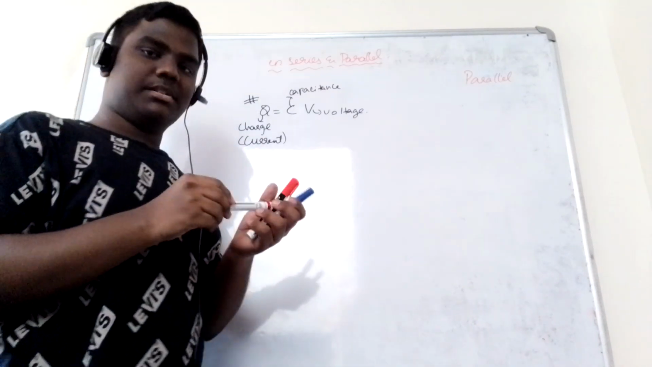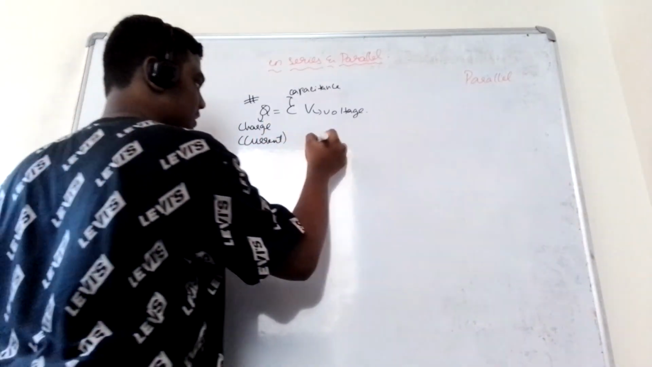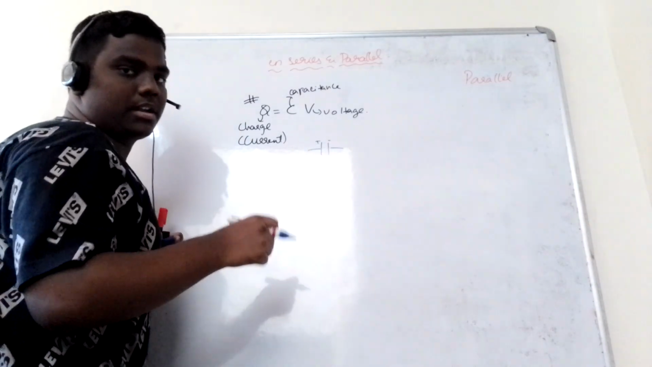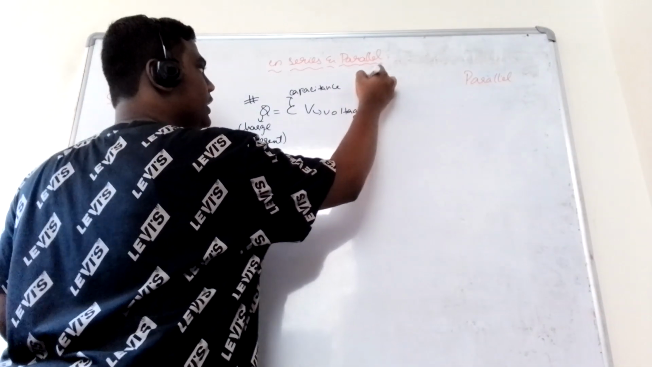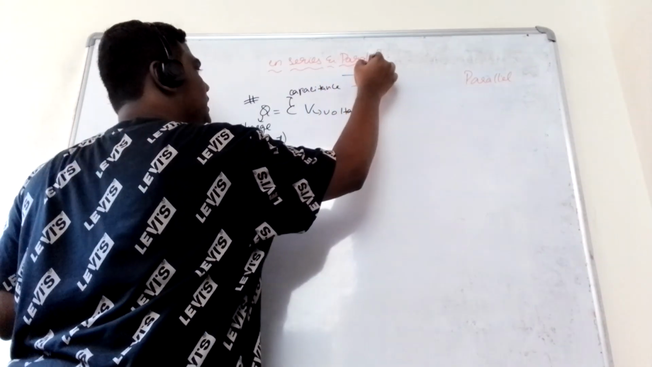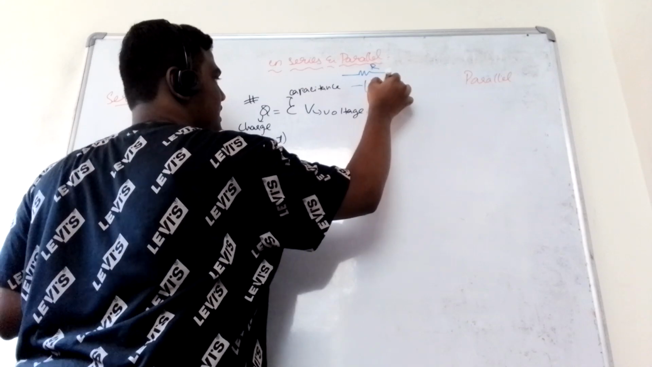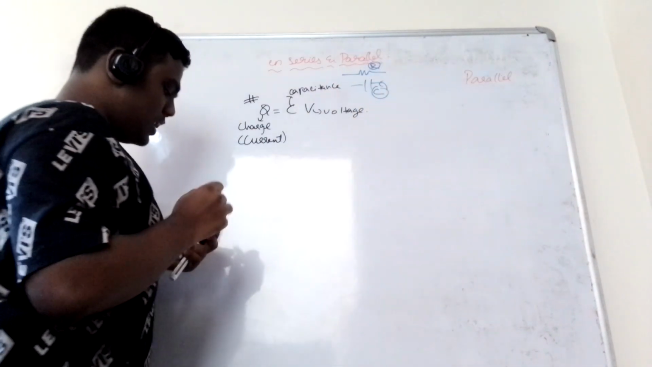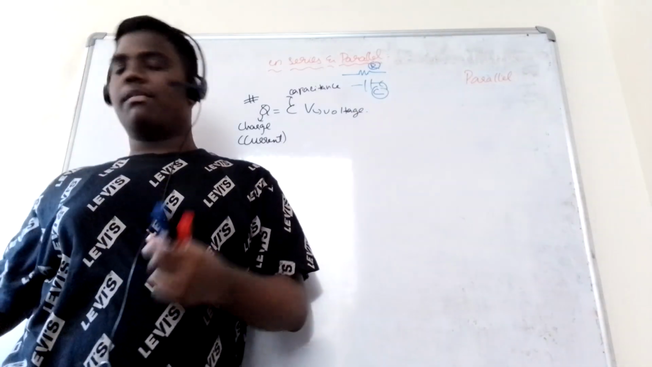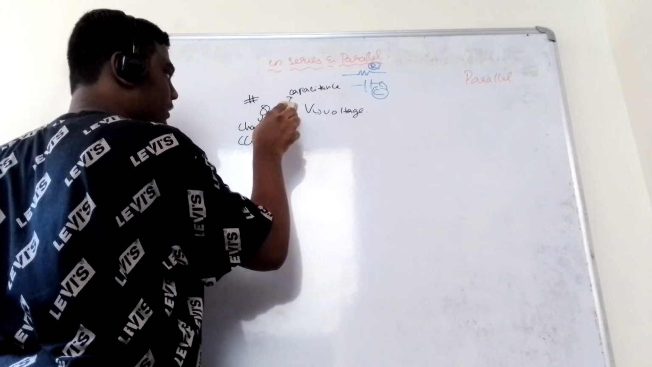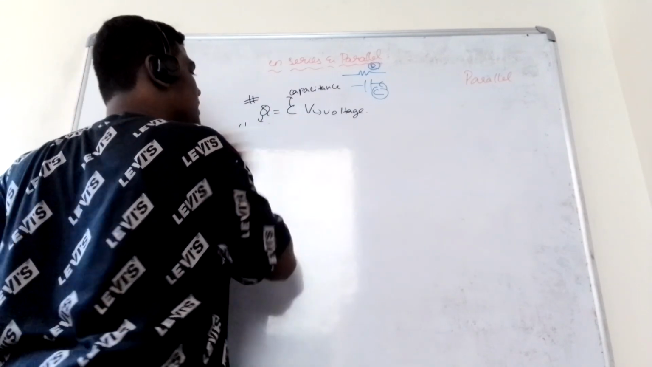We represent capacitance like this, two parallel plates kind of thing. This is how we represent capacitance, and this is how we represent resistance. This is capacitance, this is resistance, this is capacitance. We'll discuss it later. This is one basic formula which I will be using: Q is equal to CV.